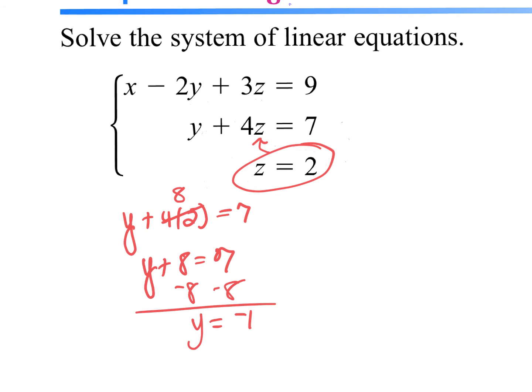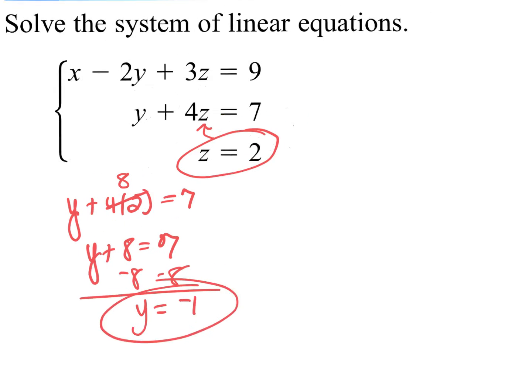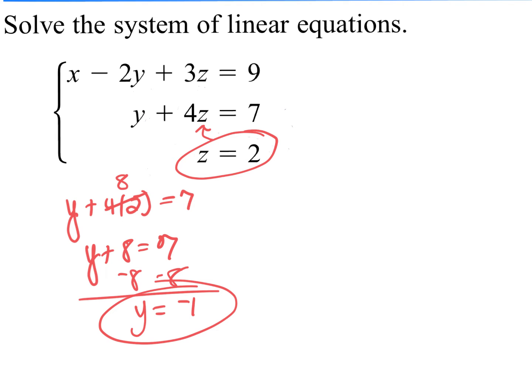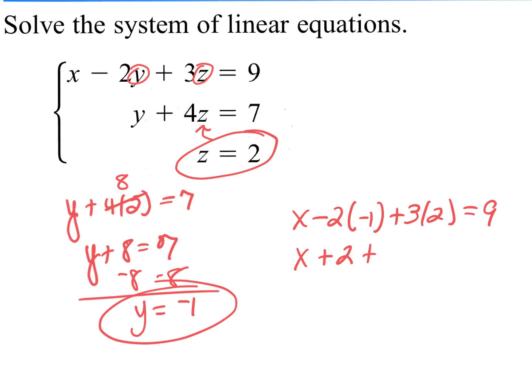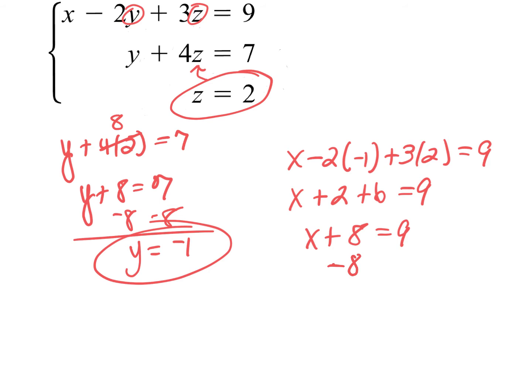-1. Good. So now I'm going to take my -1, and my z equals 2, and I'm going to plug those in here. So I have x minus 2 times y, which is -1, plus 3 times 2 equals 9. So I have x, what's a -2 and a -1? +2. Plus 2, good. 3 times 2 is 6, so plus 6 equals 9. x plus 8 equals 9. Minus 8 from both sides. And x equals what? 1.